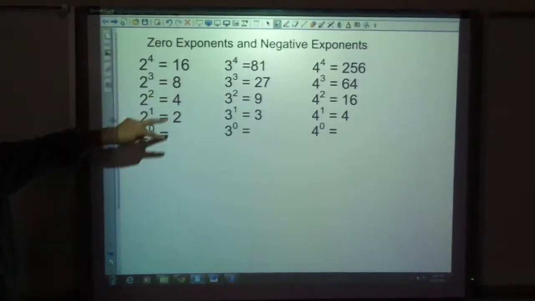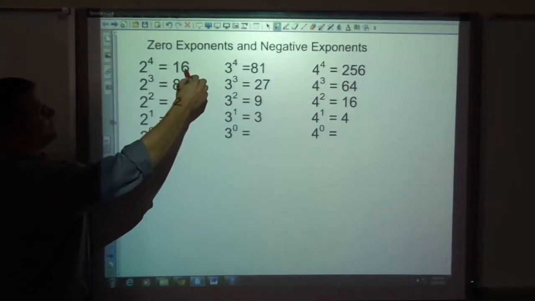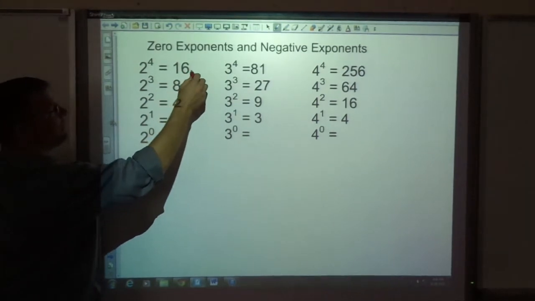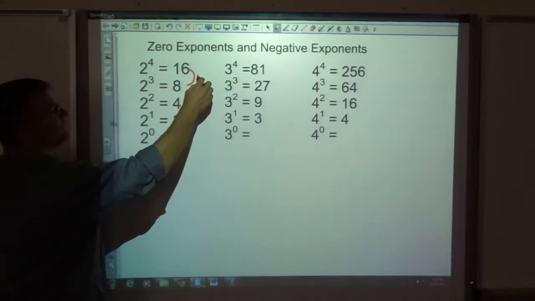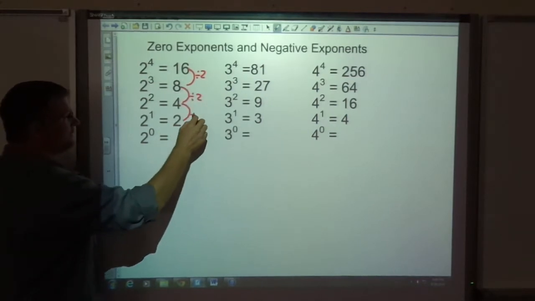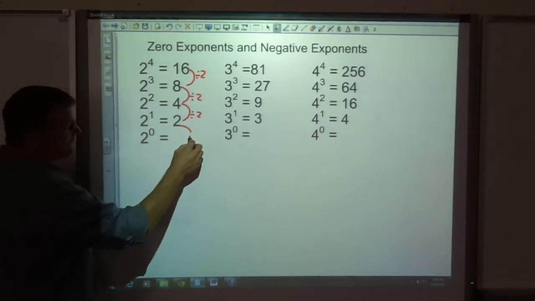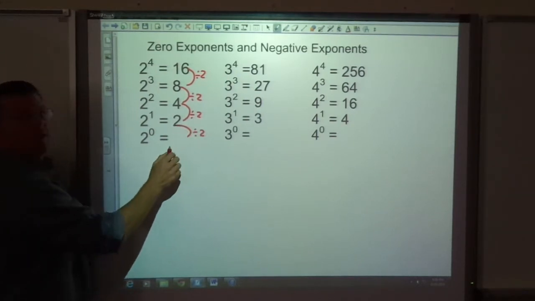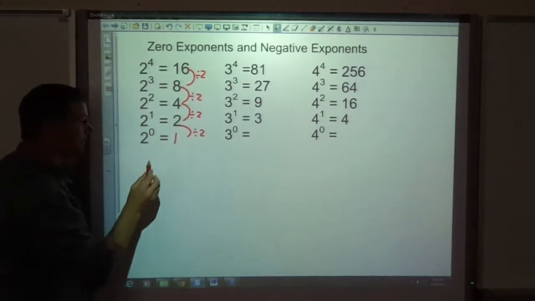What's happening each time? What's the difference between 16 and 8? Well, it's being divided by 2, right? Divided by 2, divided by 2. If I divide by 2 again, 2 divided by 2 must be 1.